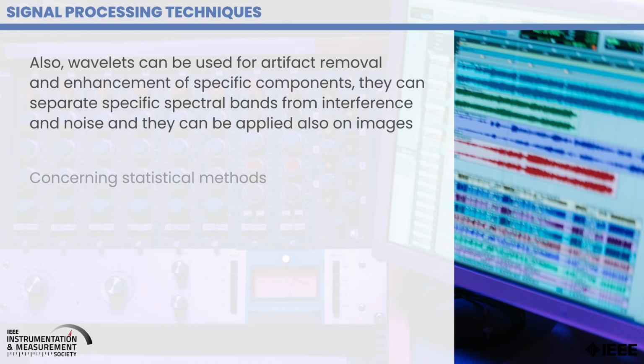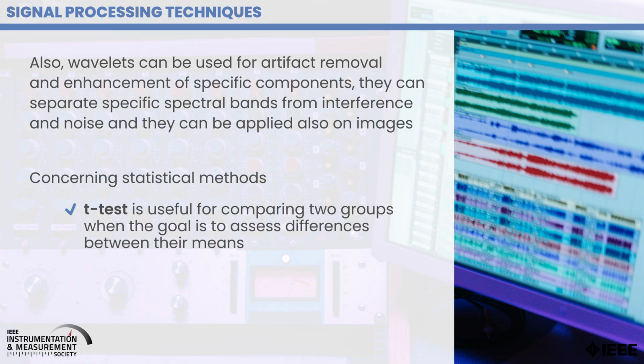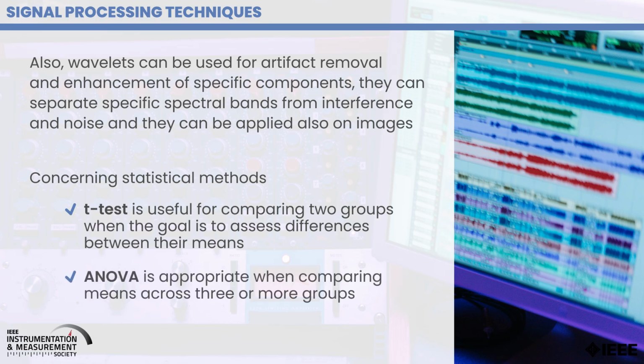If you want to compare two groups in terms of mean values, you can use a t-test, whereas if you have 3 or more groups, you can opt for ANOVA. Excel, MATLAB, R, and SPSS are just a few examples of software that can be exploited for statistical analysis.